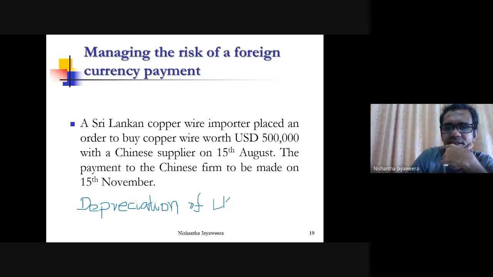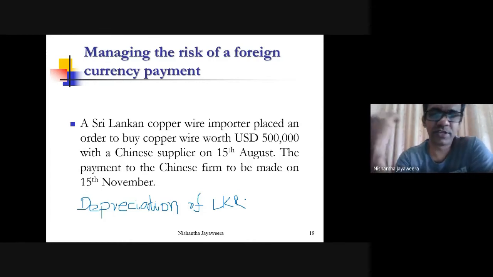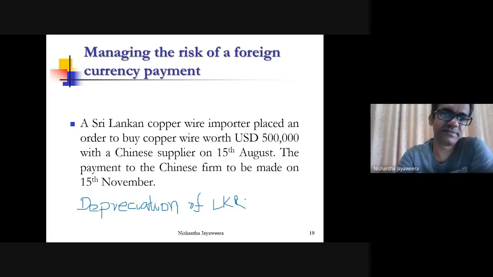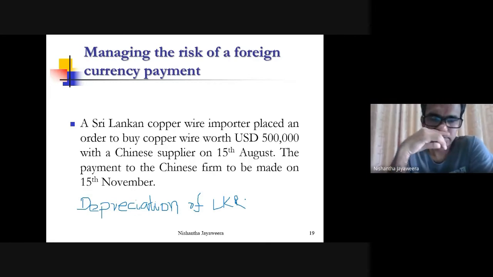This is the risk. If the rupee depreciates against the dollar by 15th November, the importer has to pay more rupees to buy dollars. What are the possible alternatives, or what are the available products to hedge that risk, eliminate that risk? What are the possible solutions?